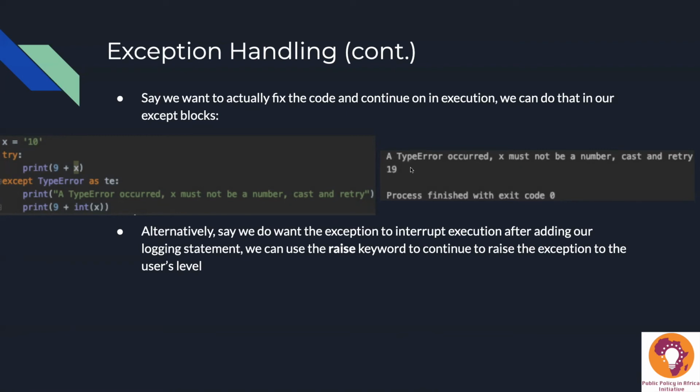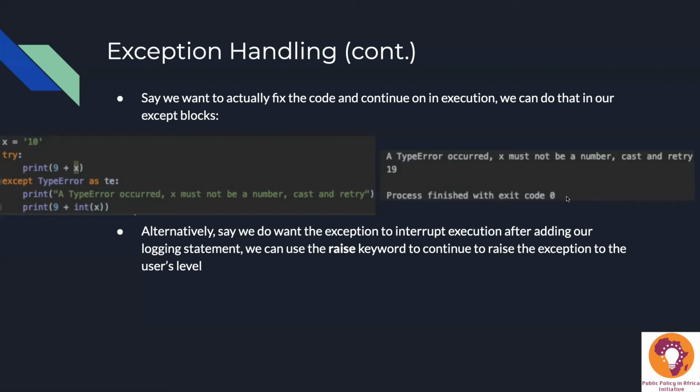I've recognized that the issue must be that it's not a number, so I need to cast it to a number, and I've done so here. And then we get the correct output that we would have expected from this line of code had x been a number all along. So this is like true exception handling. And then we get process finished with exit code 0.